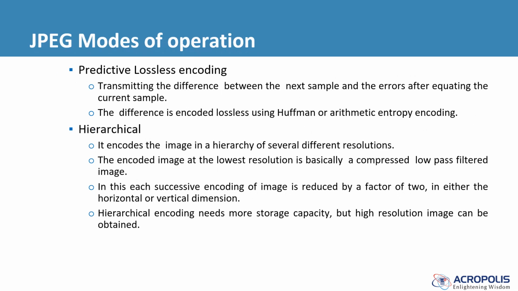JPG modes of operation. Predictive lossless encoding transmits the difference between the next sample and the predicted value of the current sample. The difference is encoded losslessly using Huffman or arithmetic entropy encoding. Second, hierarchical. It encodes the image in a hierarchy of several different resolutions. The encoded image at the lowest resolution is basically a compressed low pass filtered image. In this, each successive encoding of the image is reduced by a factor of 2 in either the horizontal or vertical dimension. Hierarchical encoding needs more storage capacity, but a high resolution image can be obtained.